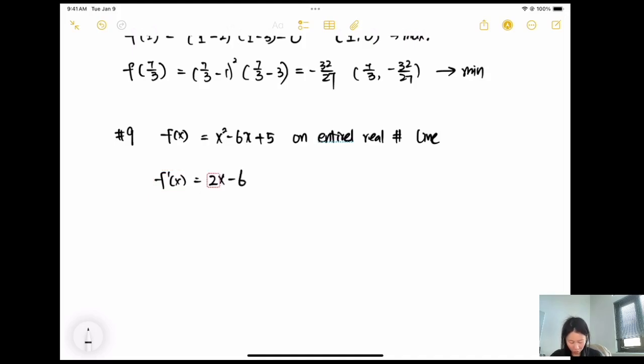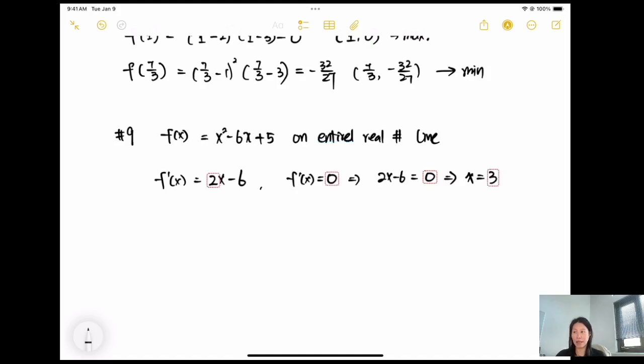So here's the first derivative. And then let the first derivative equal 0. Then we have 2x minus 6 equals 0. Then we solve it, x equals 3.